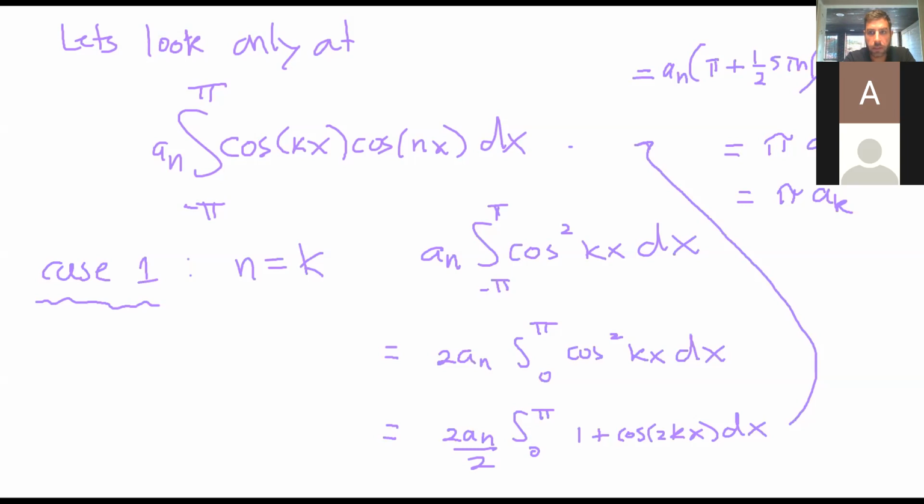Does anybody have a question about this? How did you get rid of the sine 2k pi?